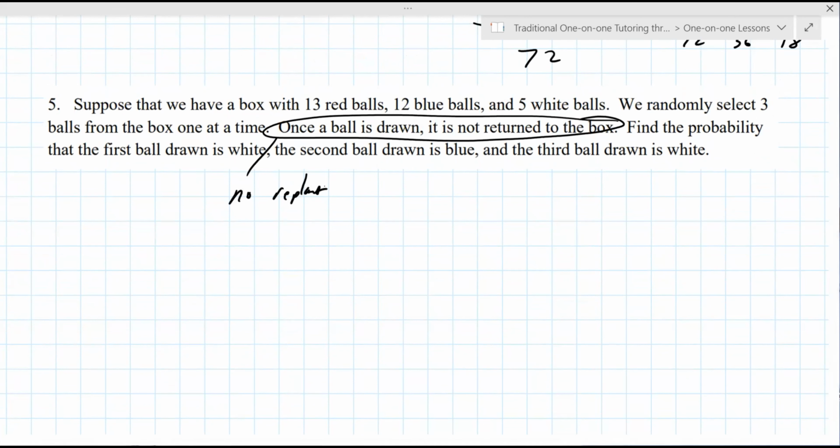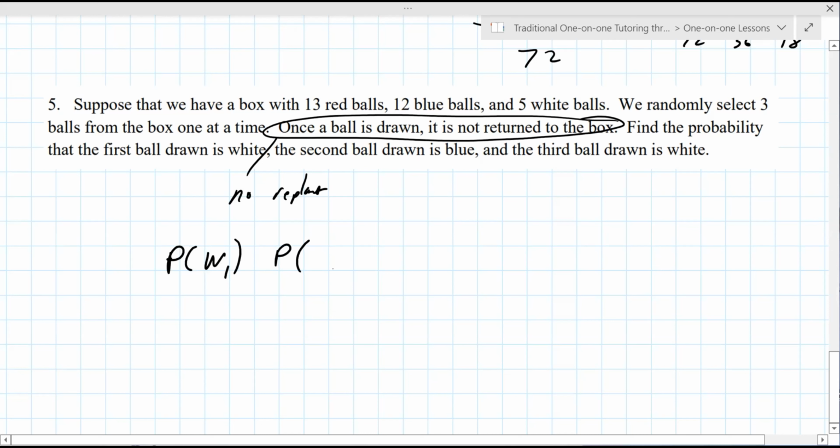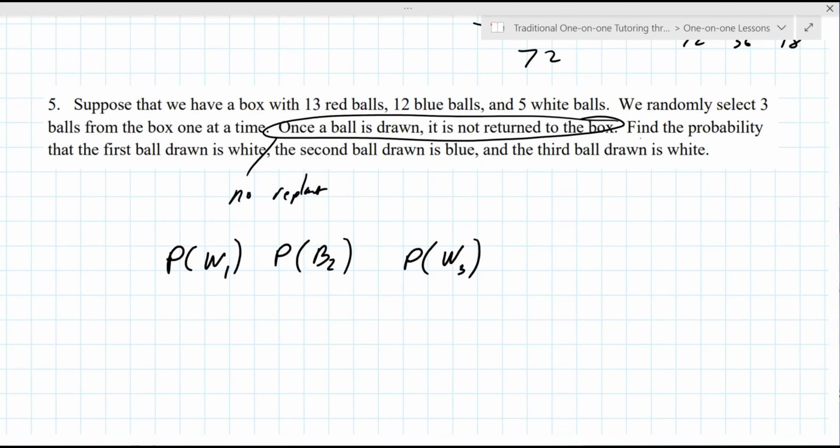Find the probability that the first ball drawn is white, the second ball drawn is blue, and the third ball drawn is white. All right, so it's the probability that the white is the first ball, the probability that the second ball is blue, and the probability that the third ball is white. So this is a sequence, and it has to be in this sequence. Think about something else in your life where you do things in order, and to me it's an "and." It's like thing 1 and thing 2 and thing 3, these all have to happen.